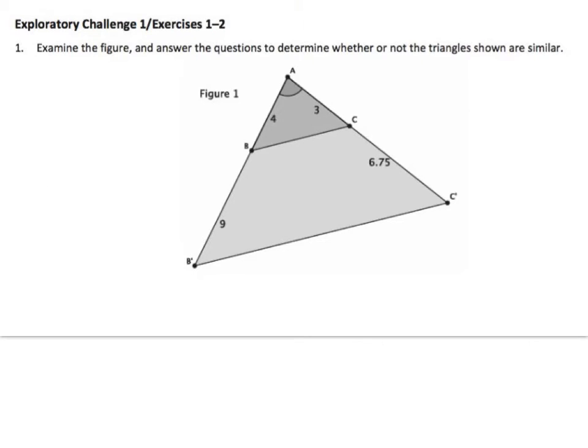Okay, exploratory challenge number 1, which also doubles as our first exercises. So here we're going to get the opportunity to discover the side-angle-side criterion for similar triangles. We're going to look at a triangle that shares an angle, and we just need to make sure that the sides in this criterion do not mean that they're congruent. It means that they're proportional. The angle has to be congruent, but the sides have to be proportional. Cool? All right, so examine the figure and answer the questions to determine whether or not the triangles shown are similar.